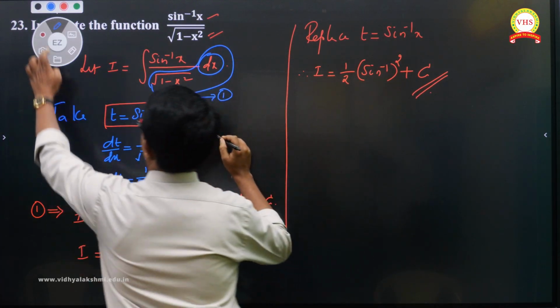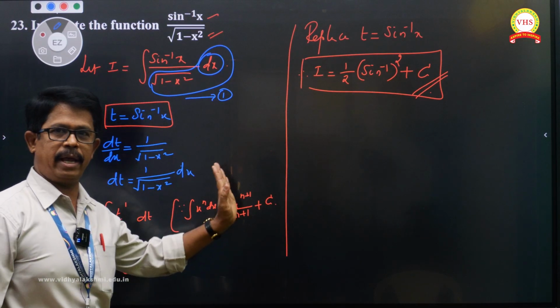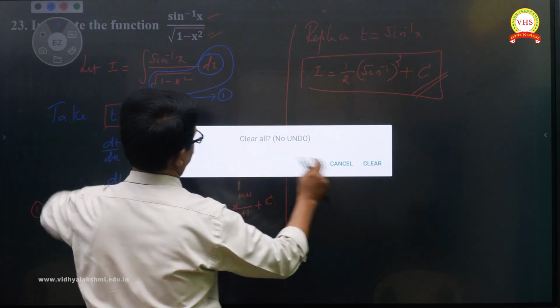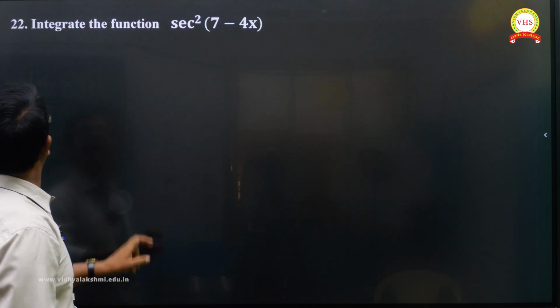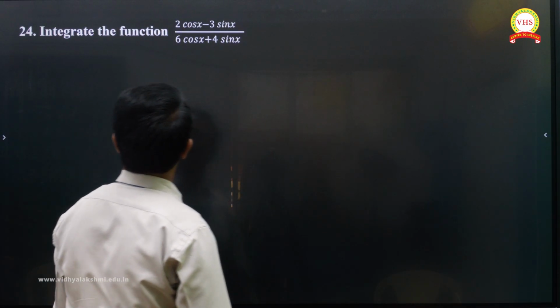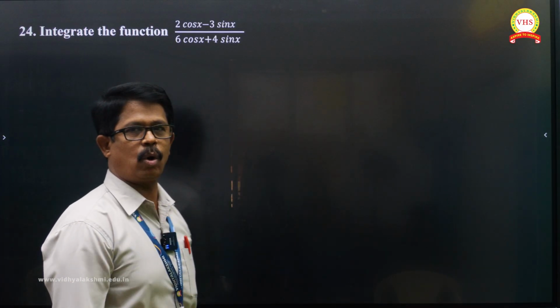Okay. Now we are going to see the next question. Question number 24. Are you okay? Any doubt? Now we are going to see question number 24. What is question number 24, Kanna? The integration of 2 cos x minus 3 sin x divided by 6 cos x plus 4 sin x.